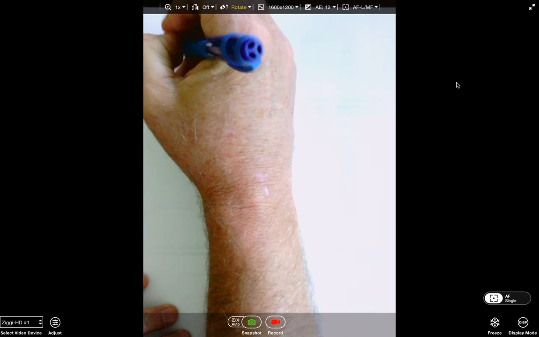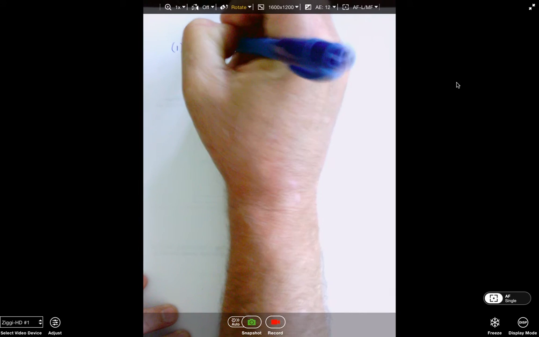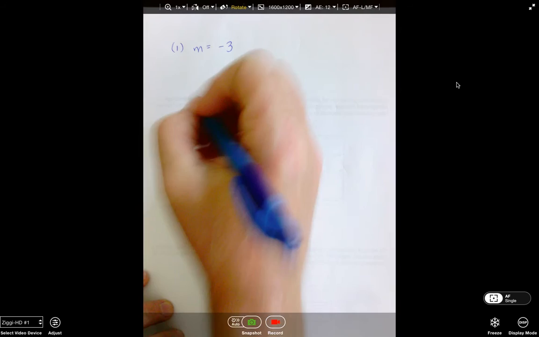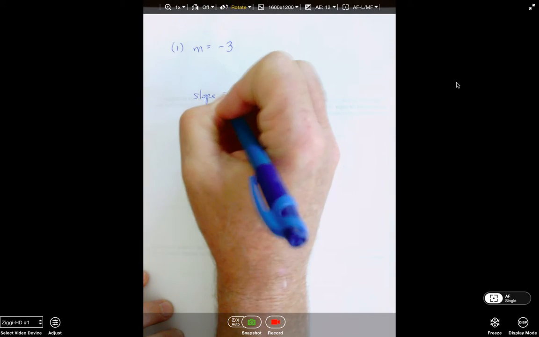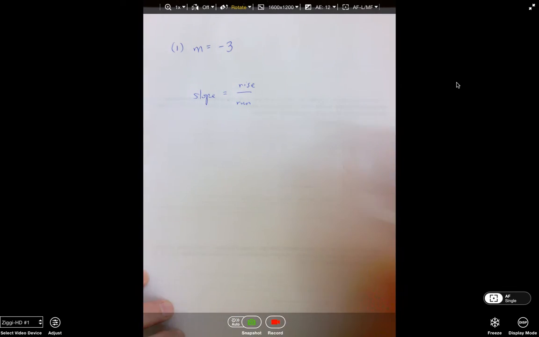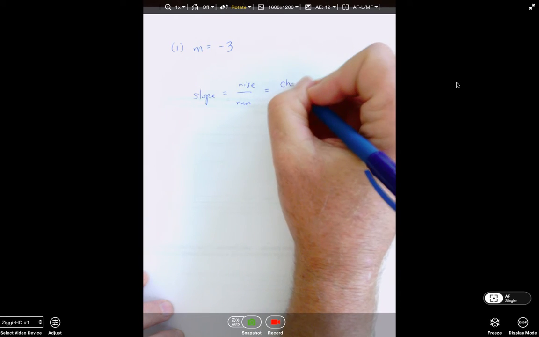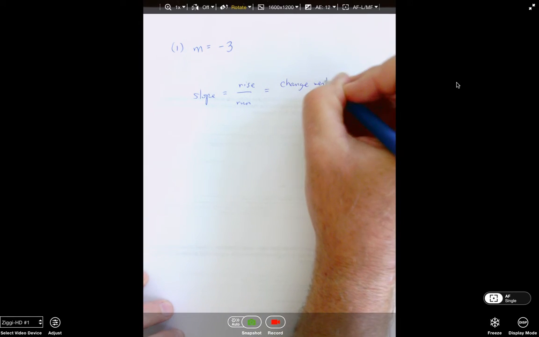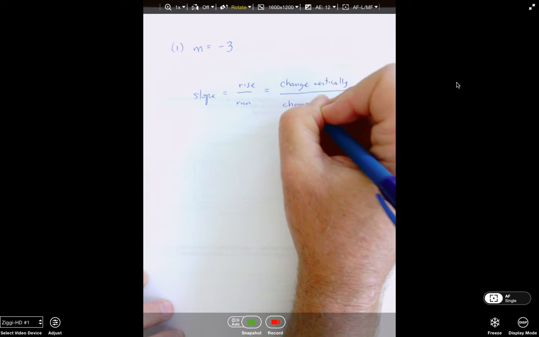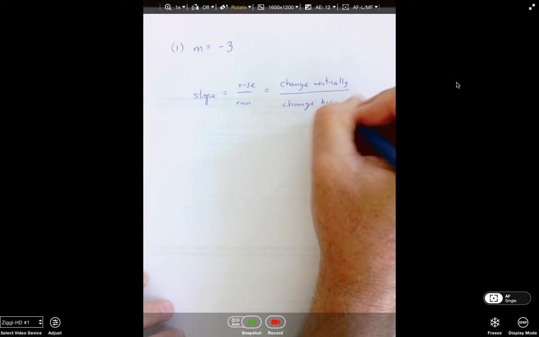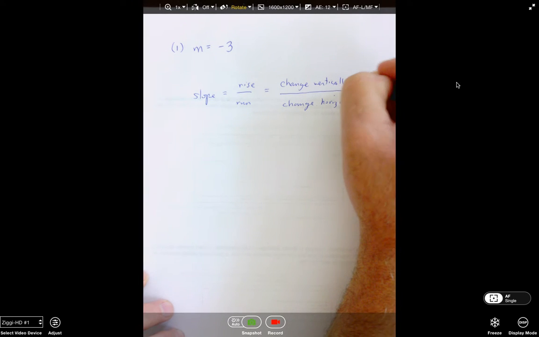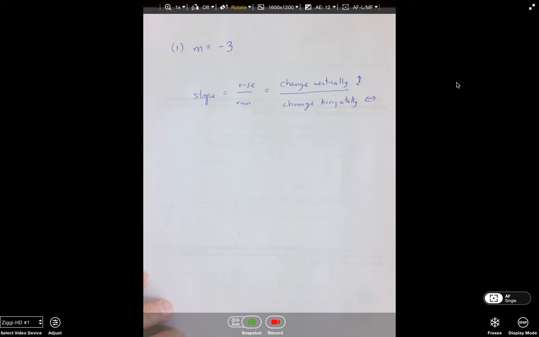So I found out from number 1 that my slope is negative 3. Now guys, what does that tell you? Remember, slope equals rise over run. And rise is nothing more than the change vertically over the change horizontally. The change up and down over the change left to right.